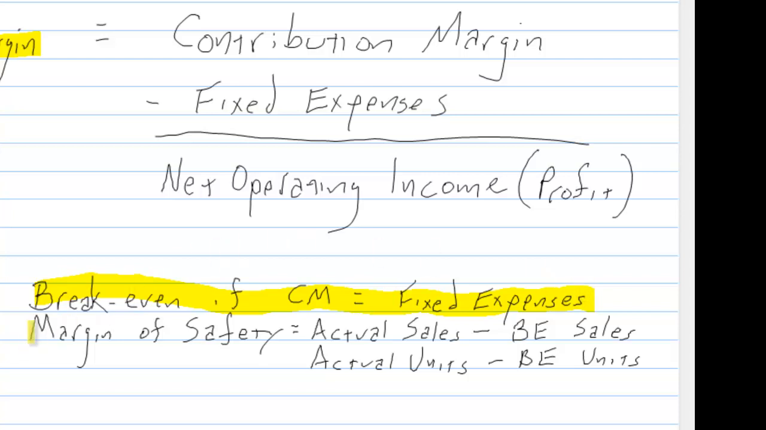There's another concept called the margin of safety. The margin of safety is where your actual sales exceed your break-even sales. Or you could also look at the margin of safety as units. What are the actual units sold minus the break-even units? So you need to be able to calculate break-even sales and break-even units.